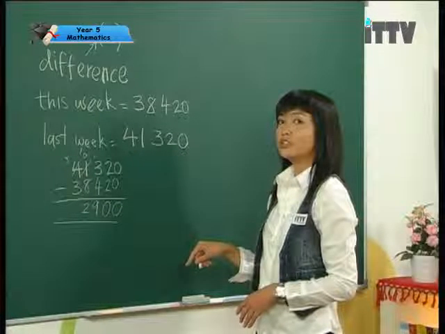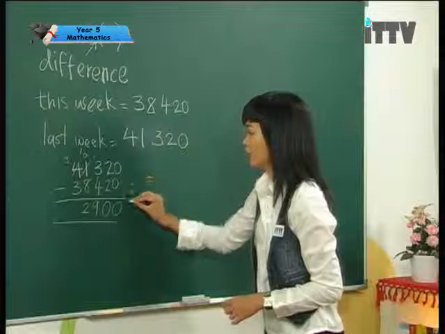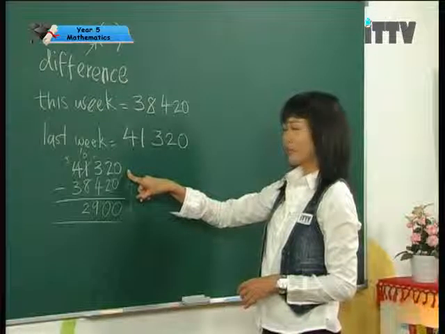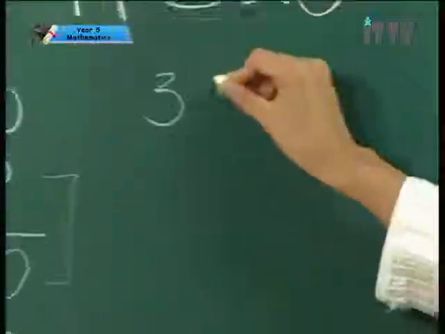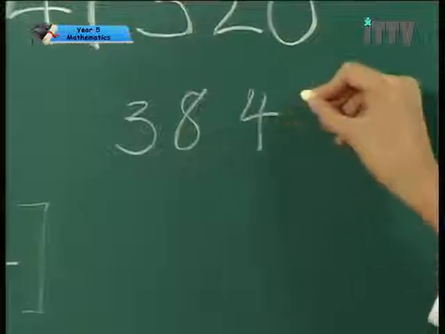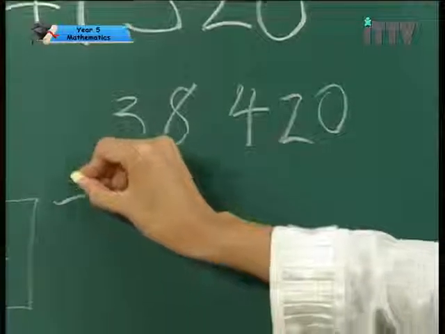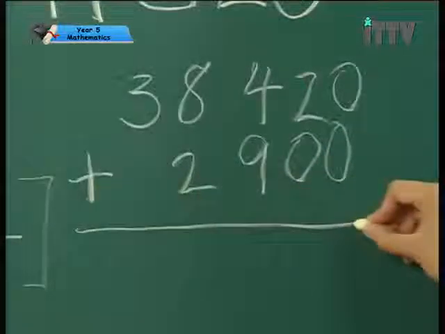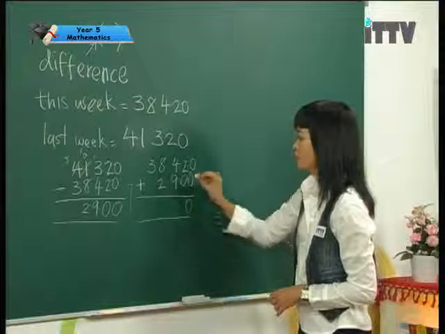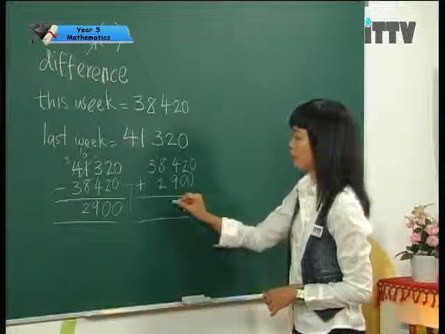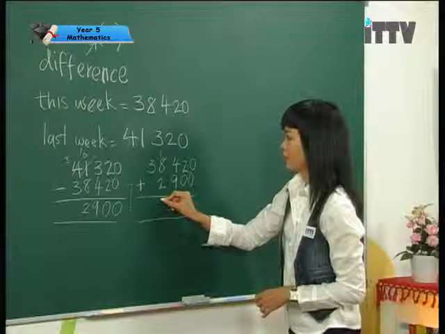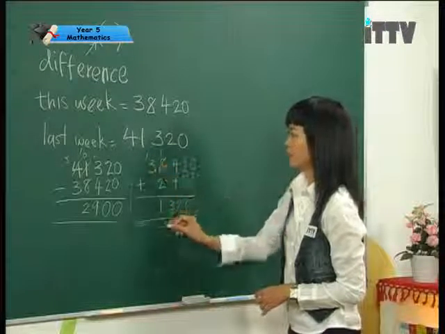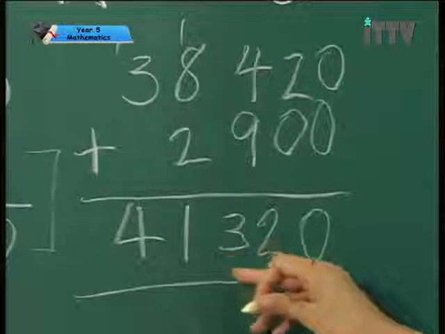Now, we know that the difference between this week and last week is 2,900 buns. But we need to check the answer using addition. Let's add these two together to see if we can get the bigger number over here. 38,420 plus 2,900. 2, 4 and 9, 13. Pairs of 10. Remember? 8 and 2 gives us 10. Plus 1, it's 11. 41,320.